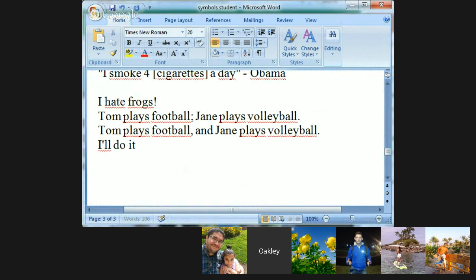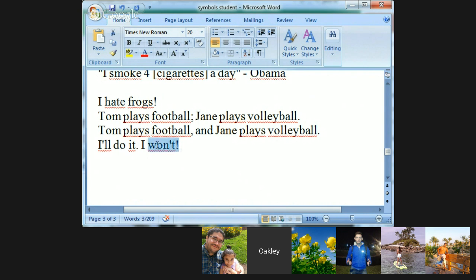Here's an example. I'll do it. This word I'll is, of course, a contracted form of two words: I will. Right? All right. Okay. I'll do it. I will do it.